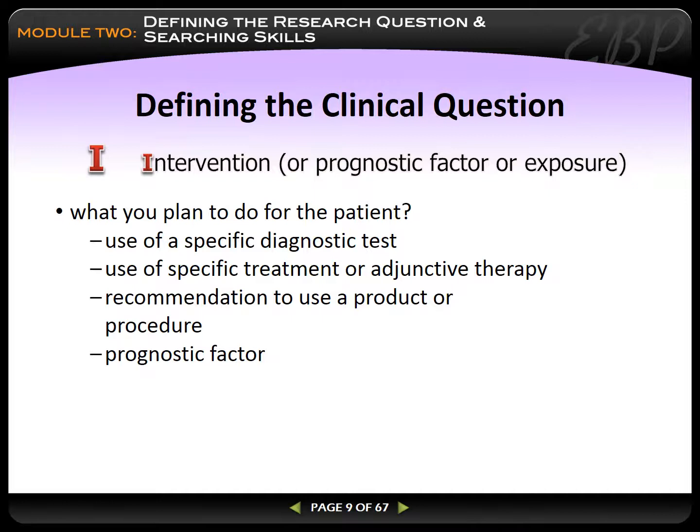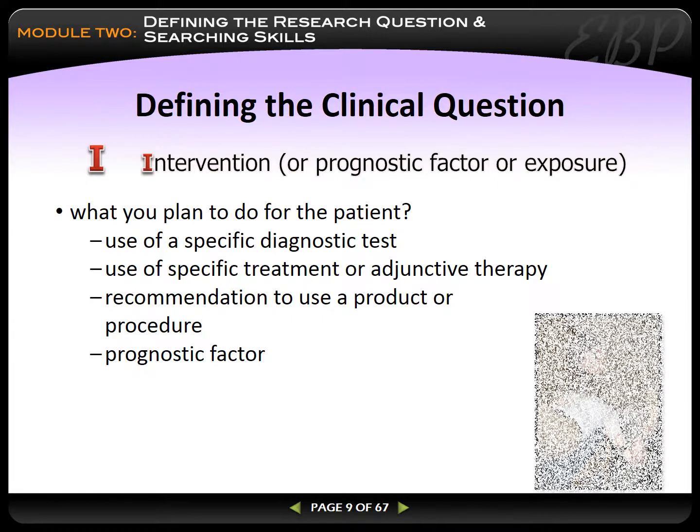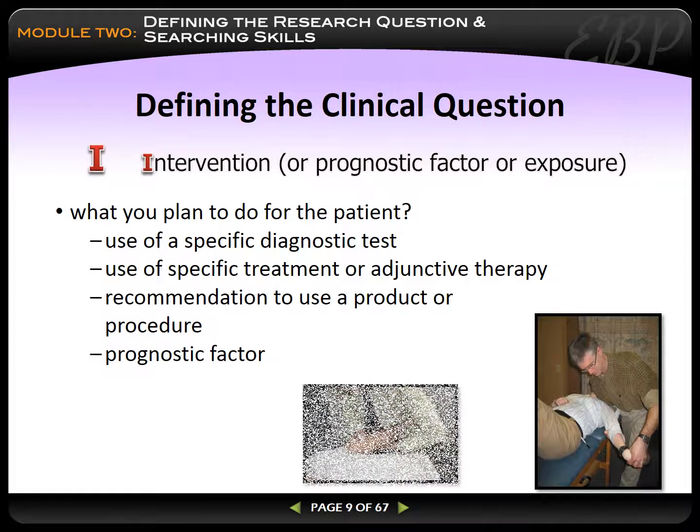So when you're defining the clinical question and you're looking at the intervention, as I said, a lot of times, I think for therapists, it is the actual intervention or treatment approach that you're going to use related to manual therapy. But it could also be something related to specific diagnostic tests, or whether or not you should use a product, an orthotic device, or an electrotherapeutic agent, and if there's a prognostic factor, and we'll have some examples of these types of clinical questions.